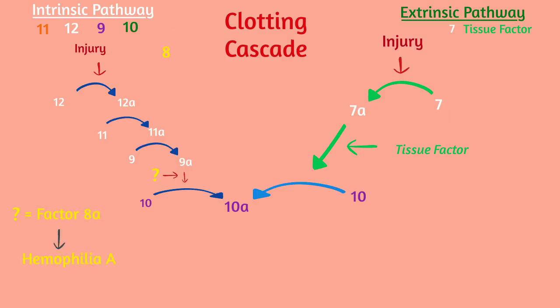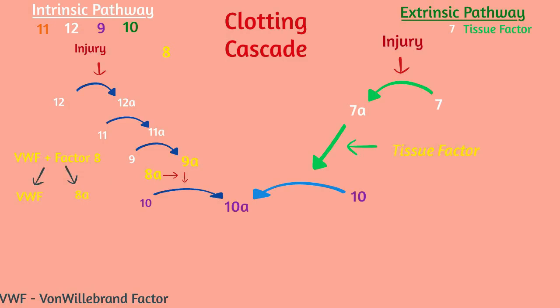Before converting to factor 8A, factor 8 is bound to another factor called the von Willebrand factor. When injury occurs, factor 8 separates from the von Willebrand factor and becomes activated as factor 8A. Factor 8A in combination with factor 9A on the intrinsic pathway and tissue factor in combination with factor 7A on the extrinsic pathway are the dual catalysts for converting factor 10 to factor 10A.